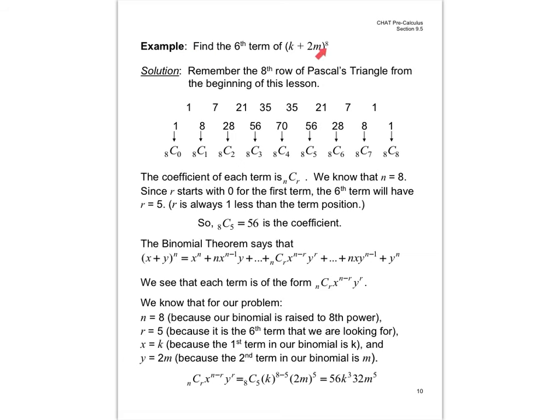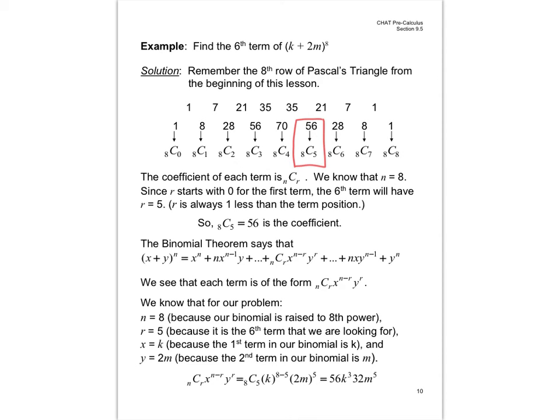Okay, here is a problem that says find the 6th term of (k + 2m) to the 8th. Now one option is, since it's to the 8th, you know there are 9 terms. You could put your 9 blanks and go through that process that we've been going through, but I'm only asked for the 6th term. So let's look at this row that corresponds to the power of 8, and I want the 6th term. So 1, 2, 3, 4, 5, 6. I'm looking at the 6th term, which is this.